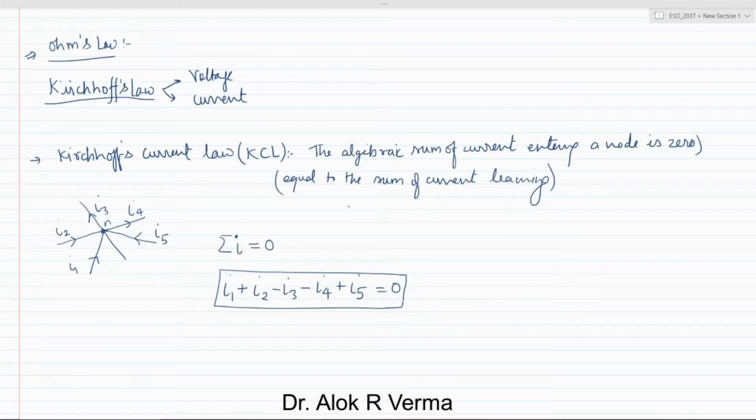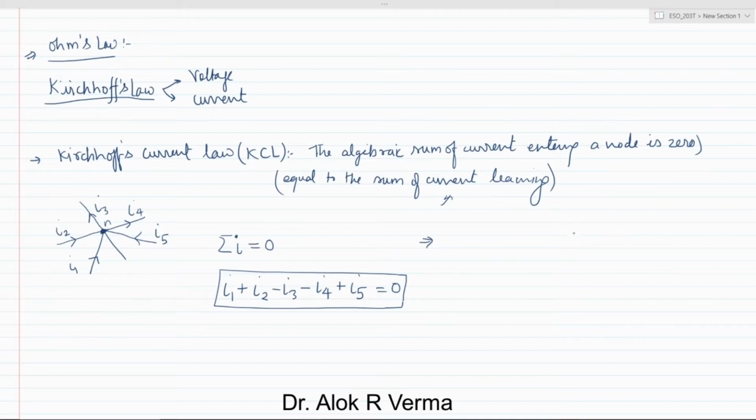So here I have written that the algebraic sum of the currents entering a node is 0. If the polarity is not taken, then the current entering is equal to the sum of the currents leaving.